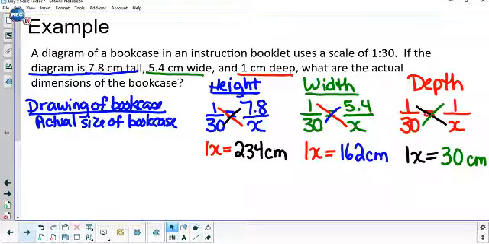So we have found the actual size of the bookcase using the scale that was given. Now you've seen 3 examples of how you can find missing dimensions when you know what the scale of the diagram is. You are now ready to try your practice questions.